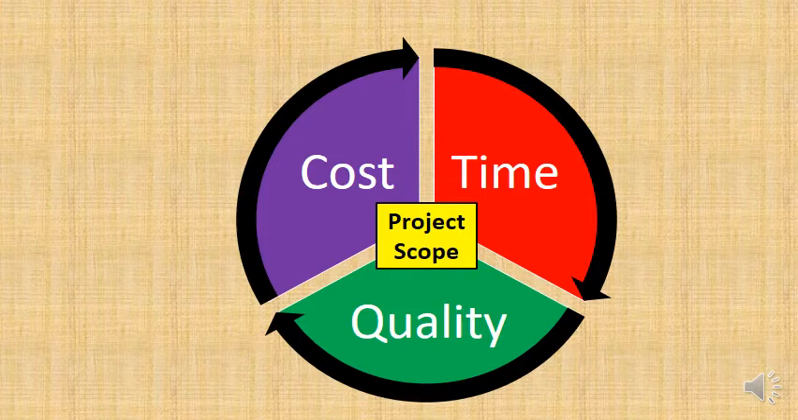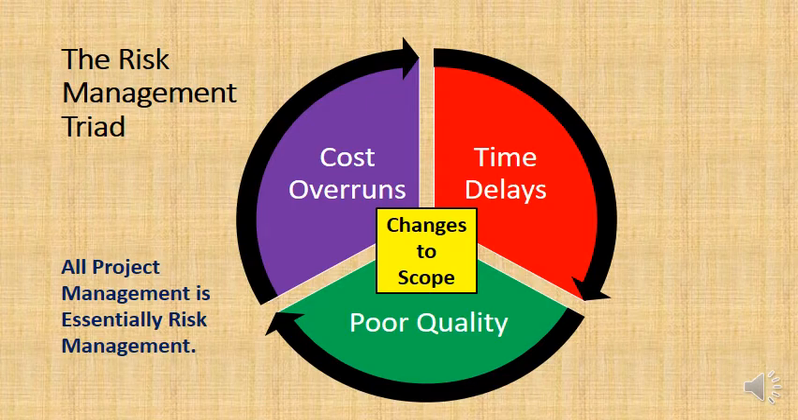So remember the project management triad, how we've got 3 constraints of cost, time, quality. They all influence one another and they eventually determine what is the project scope. Well, I'm going to give you another triad here. This is called the risk management triad. So the risk management triad means that when a risk occurs, you could have any of these 3: cost overruns, time delays, or poor quality.